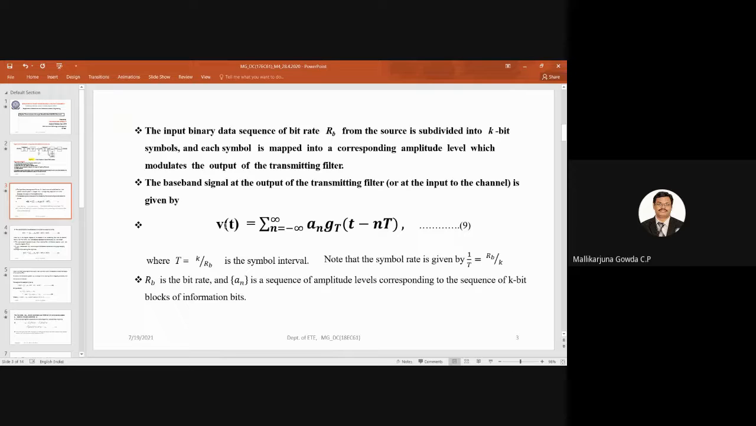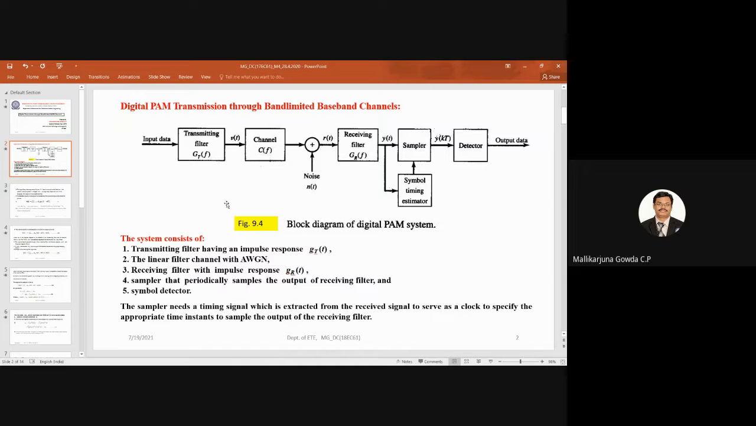So the input binary data sequence having a bit rate, which we denote by R suffix B from the source, is subdivided into k-bit symbols, and each symbol is mapped into the corresponding amplitude level, which will be modulating the output of the transmitting filter. That is why it is called PAM signal, pulse amplitude modulation. Pulse amplitude modulated signal, it is PAM signal.